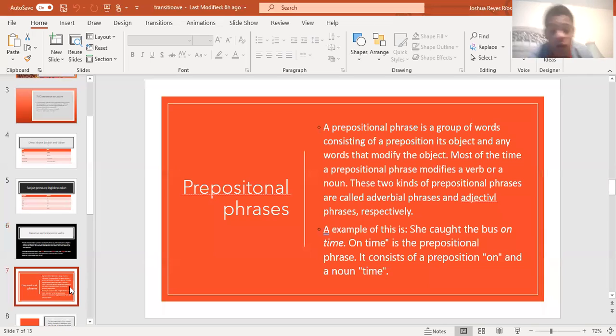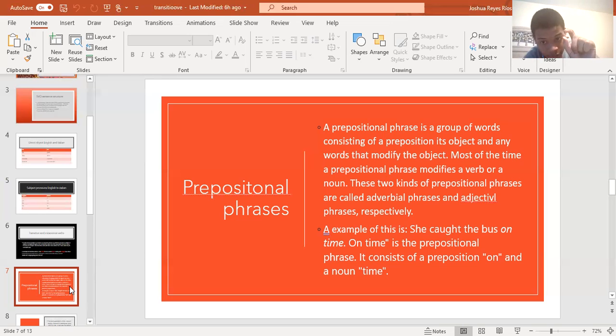Prepositional phrases. Let me get close so I make sure that you guys are listening. A prepositional phrase is a group of words consisting of a preposition, its object, and any words that modify the object. Most of the time, a prepositional phrase modifies a verb or a noun. These two kinds of prepositional phrases are called adverbial phrases and adjective phrases, respectively. And an example of this is: she caught the bus on time.